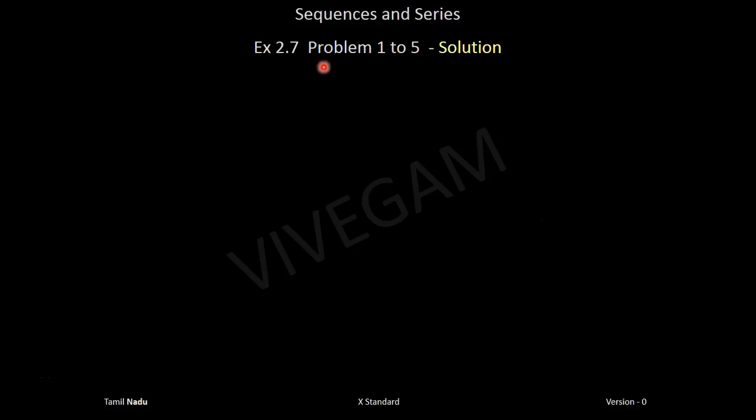Exercise 2.7, problems 1 to 5. Here, all the 5 problems we are going to discuss because these are small problems, so I have clubbed them together. Okay, the first one. Which of the following is not true?